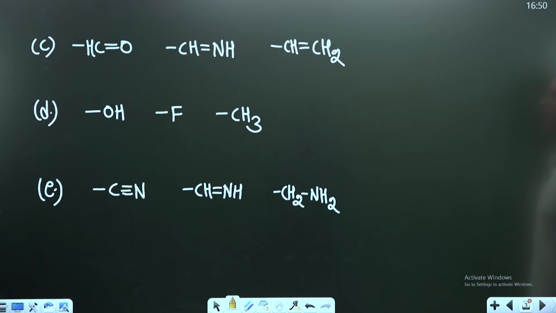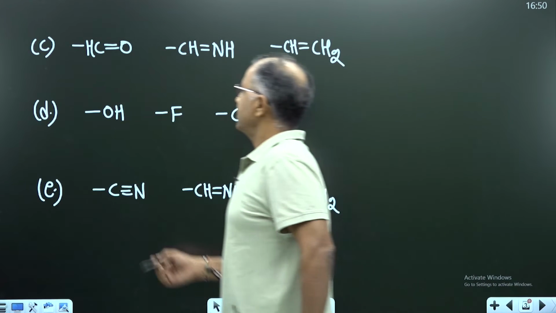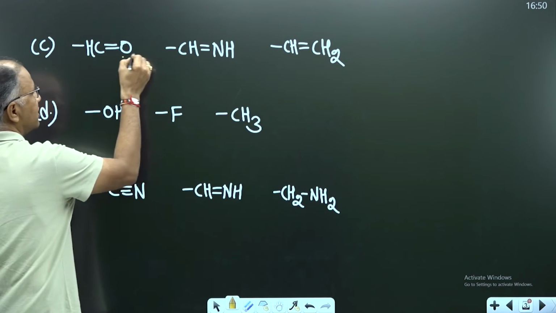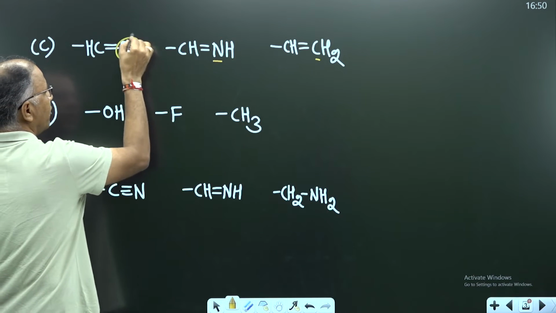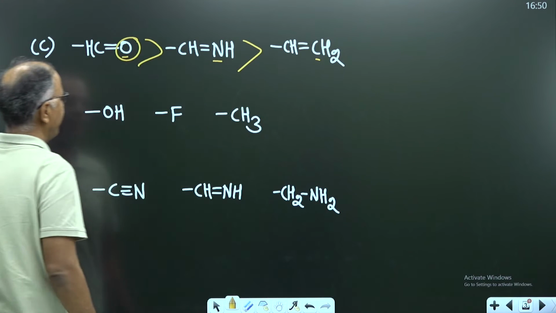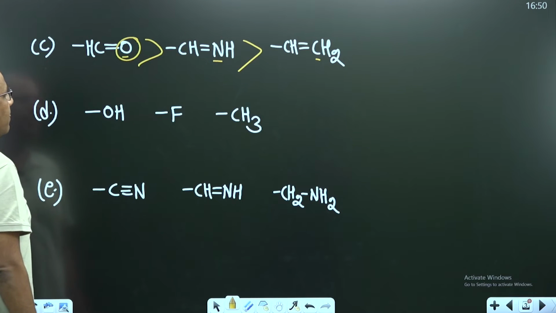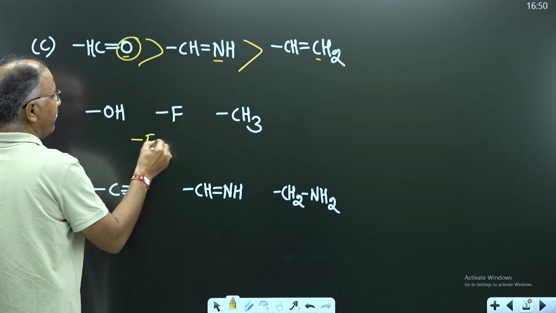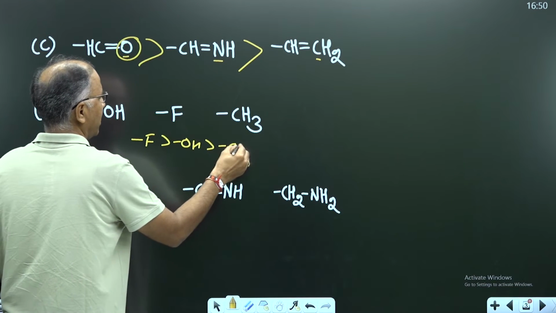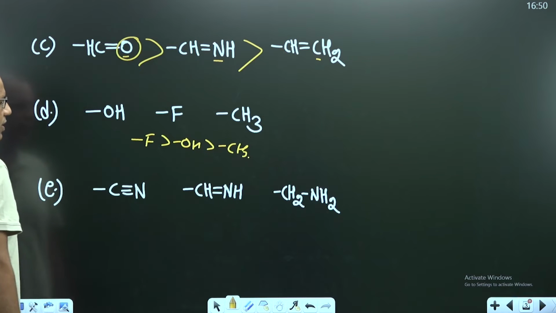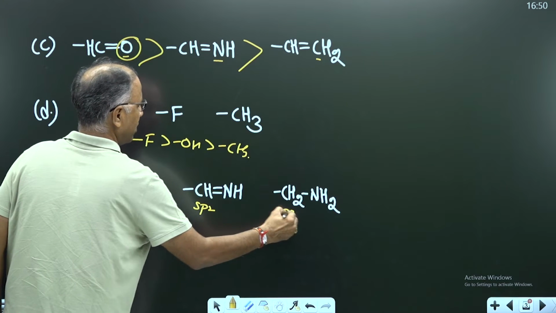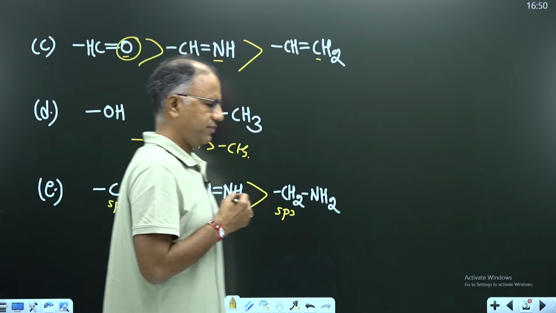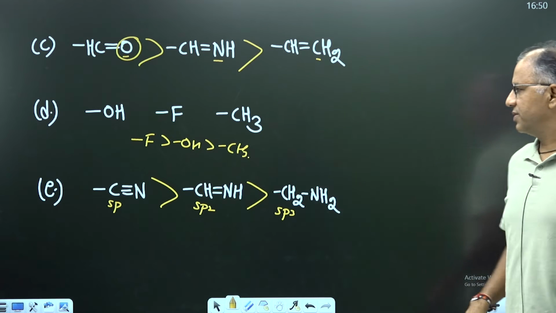Try this. Now in minus I effect, again this is oxygen, this is nitrogen, this is carbon. The first carbon is the same. Since oxygen is more electronegative, this is the order of minus I. In D, the most electronegative is F, then OH, and then methyl. In E, this is sp, this is sp2, and this is sp3. 1 greater than 2 greater than 3. This is the order of minus I effect.